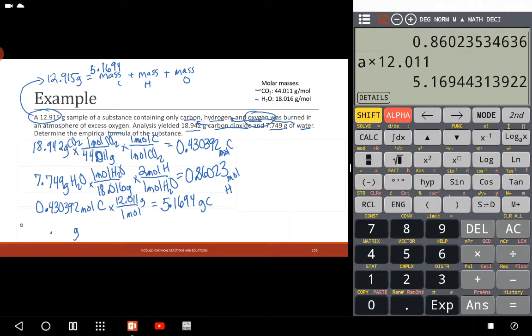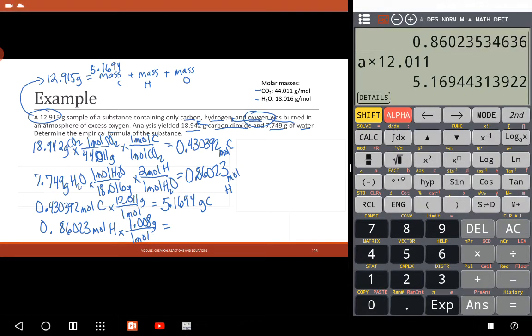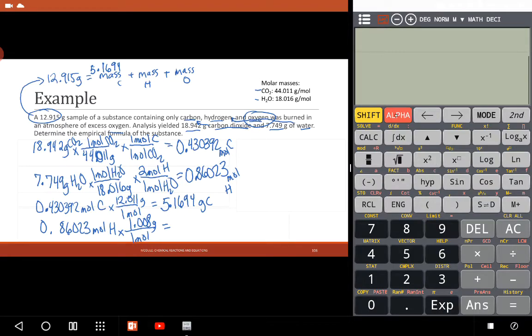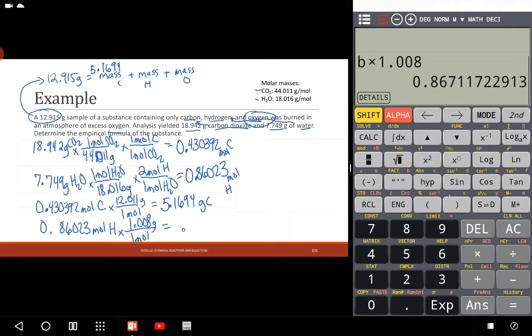That's not what I meant to type in. Well, my eyeballs were looking at the wrong thing. Need to type in my moles. So that's 1.008 grams per 1 mole. And so that's going to be my alpha B times 1.008. And so that is 0.867117 grams of H.